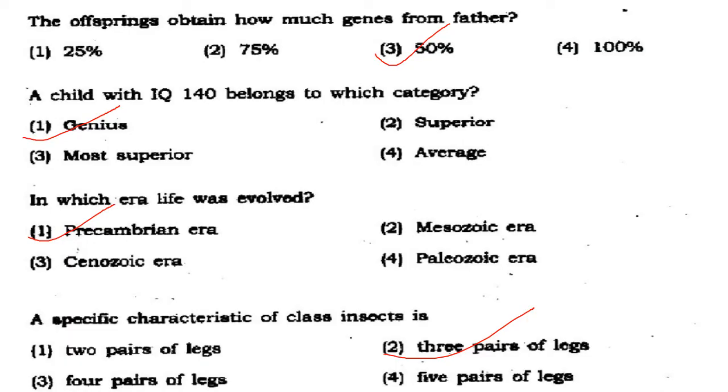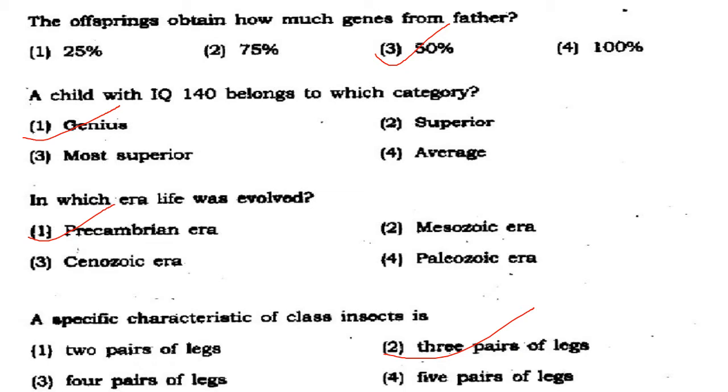The offsprings obtain how much gene from father? Option 1 25%, 2 75%, 3 50%, 4 100%. Answer is option 3, 50%.